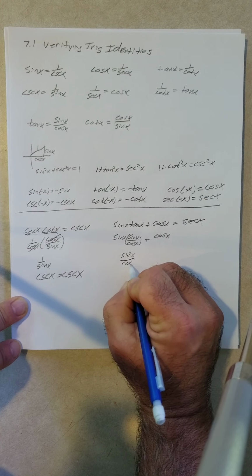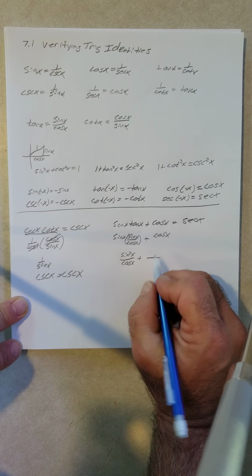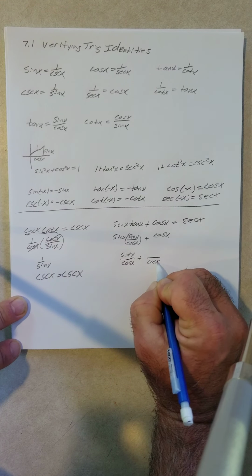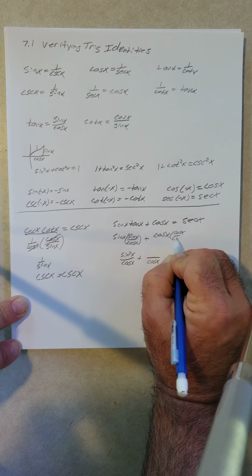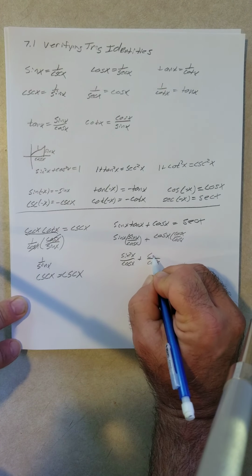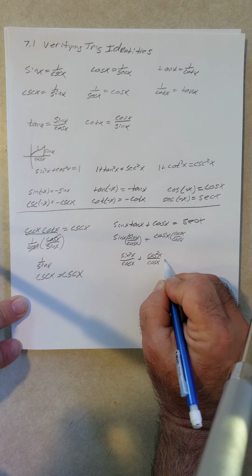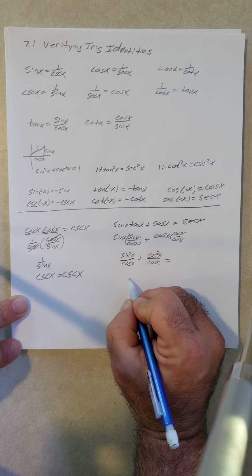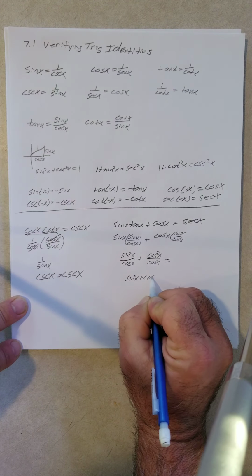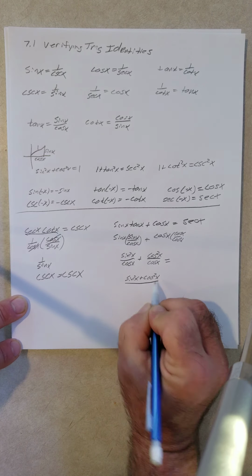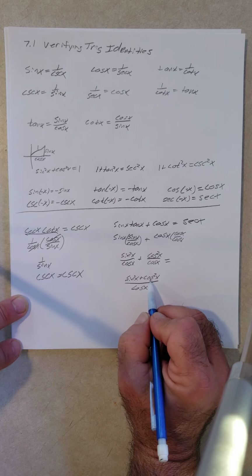over cosine of x, plus I'd like to add these two together, which means I need a common denominator. So the cosine of x needs to be multiplied by the cosine of x over the cosine of x, which gives me cosine squared of x. So adding the numerators, the sine squared of x plus the cosine squared of x all over the cosine of x.